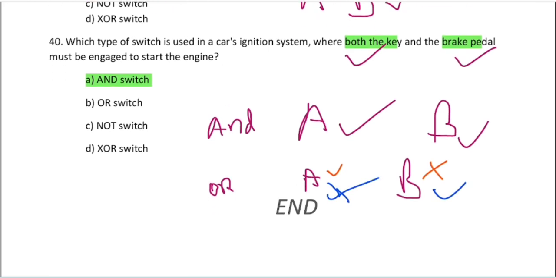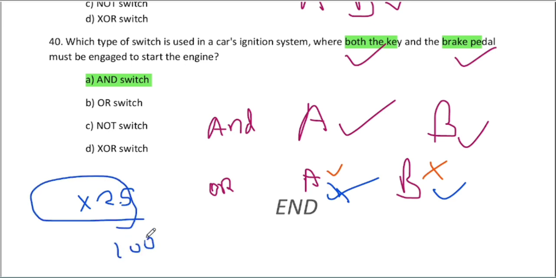This is the end of these 40 questions, right? There are 40 questions in your physics paper. You can answer now. Well, you have already answered these 40 questions. Now count your correct answers and multiply it by 2.5. Then you can get your marks out of 100, right? This is the answer.